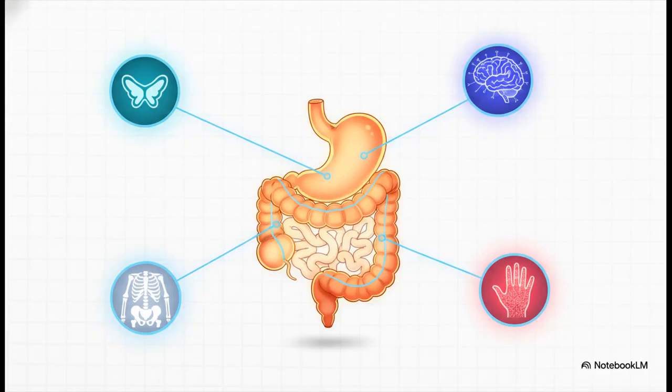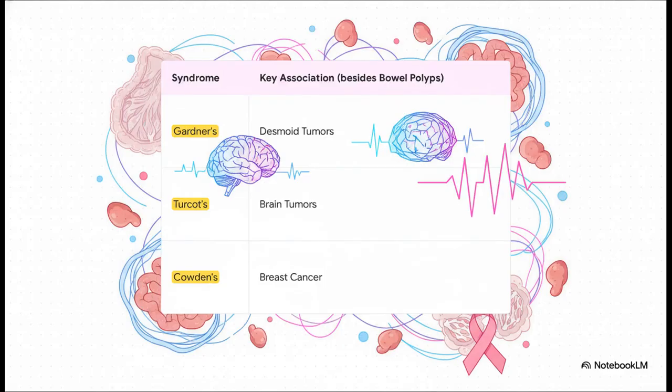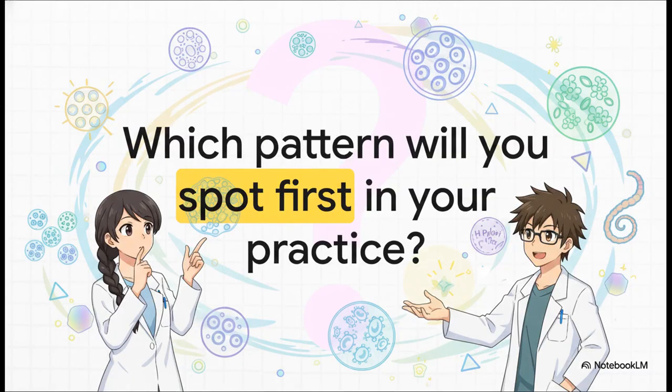Okay, let's wrap this up by connecting the dots with a few must-know GI syndromes. All of these have bowel polyps, right? The trick is just remembering what else goes with them. So, you've done the tour. Now, which one of these patterns are you going to spot first in practice?